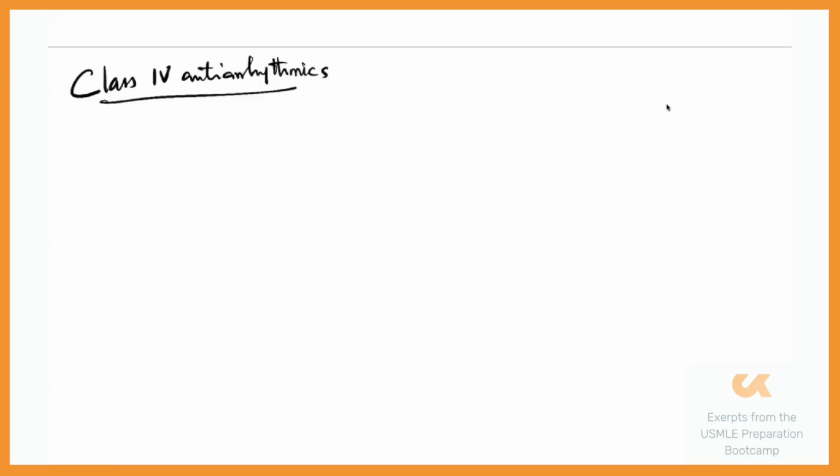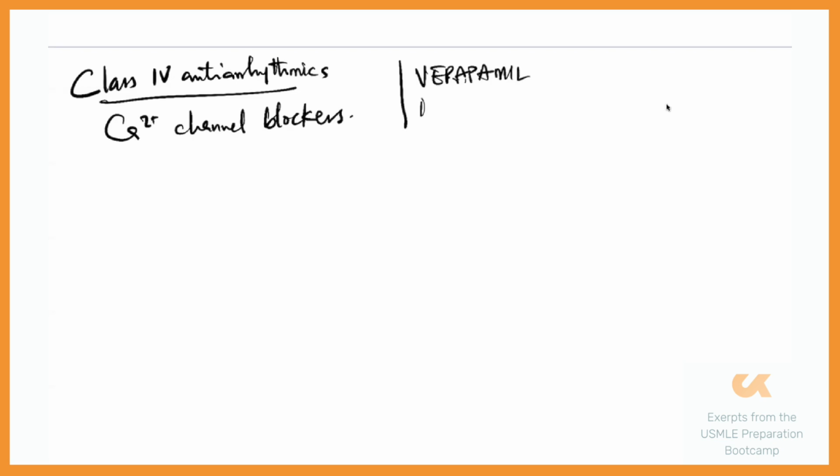Class 4 antiarrhythmic medications are calcium channel blockers. They constitute two medications that you have to know: verapamil and diltiazem. All right. What do you need to remember about these medications?